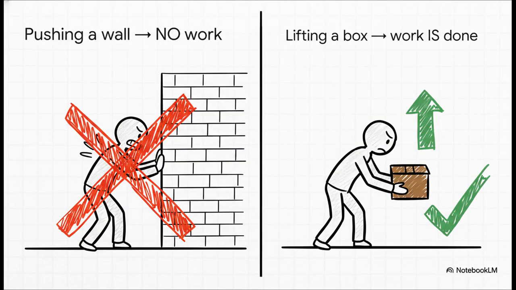But, and this is a big but, there's a really important rule here. For work to actually happen, for that currency to change hands, something has to move. You could lean against a brick wall with all your might for hours. You'd get tired, right? But if that wall doesn't move an inch, guess what? In the world of physics, zero work has been done. No transaction took place. But the second you lift a box off the floor, bam, it moved. That's a successful transaction. Energy has been transferred.